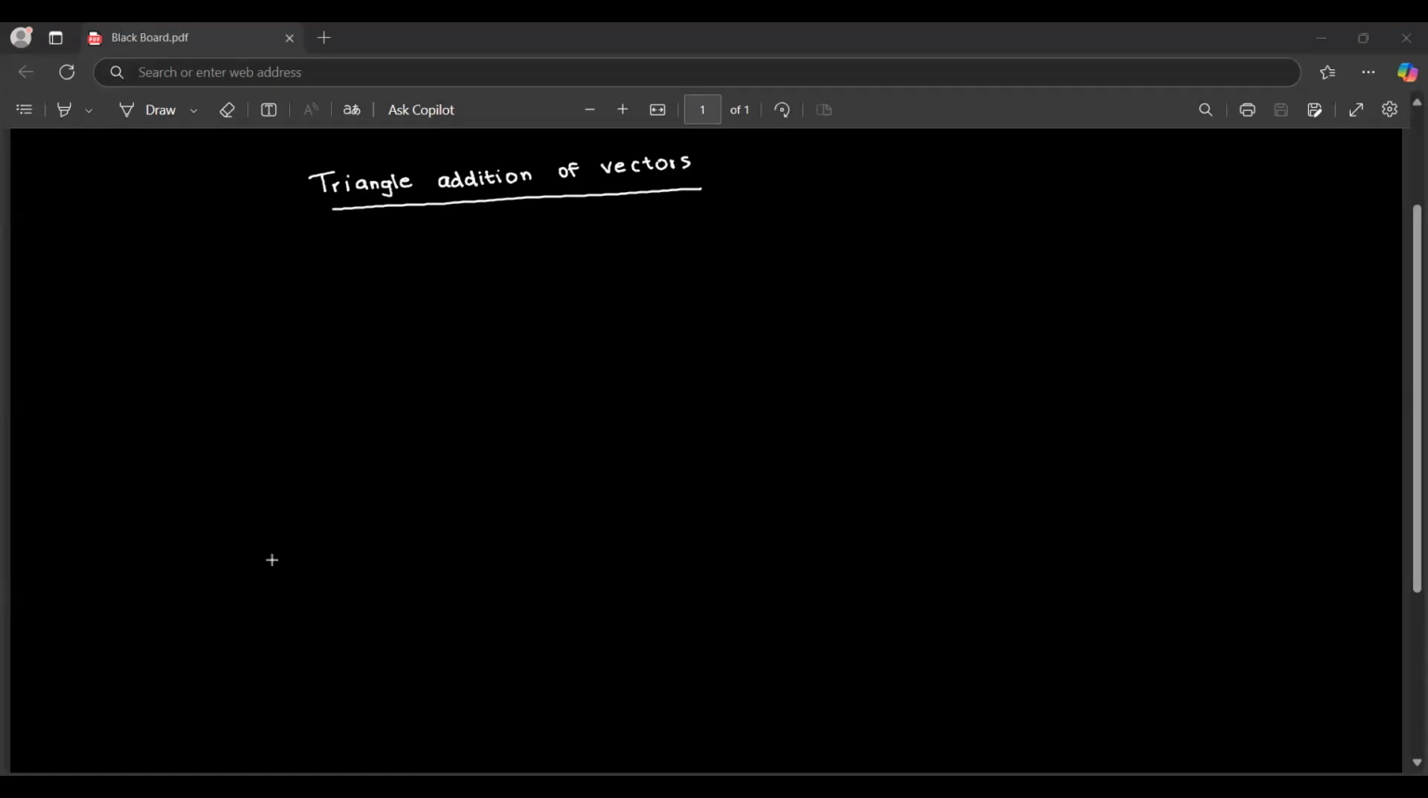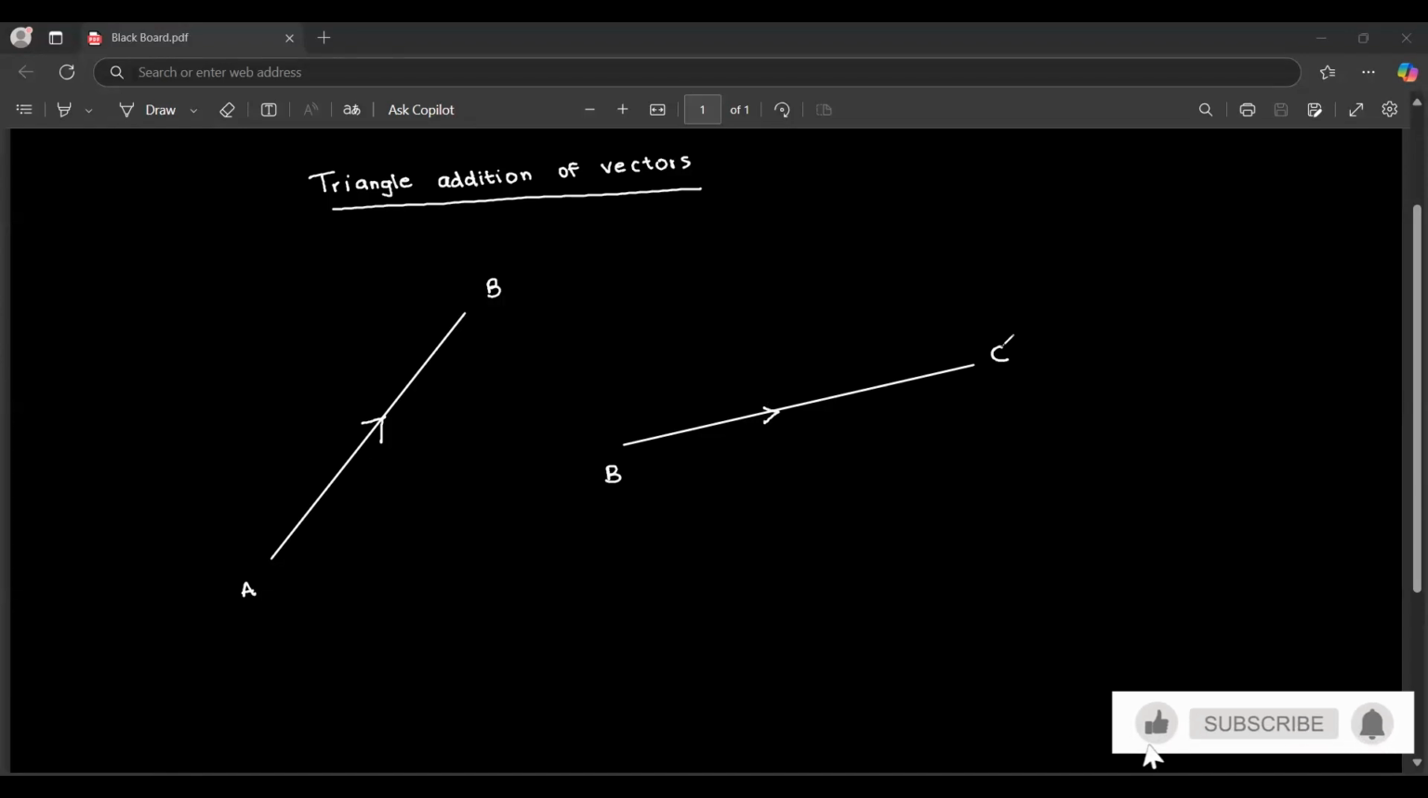Let's say we have a vector like this, and we are adding another vector. I'll draw the arrow first. So let's say this is a vector, and let's name it AB. And let's say we have another vector that looks like this, and let's name it BC. Now you can find AC by using these two vectors. That's the idea behind triangle addition of vectors.